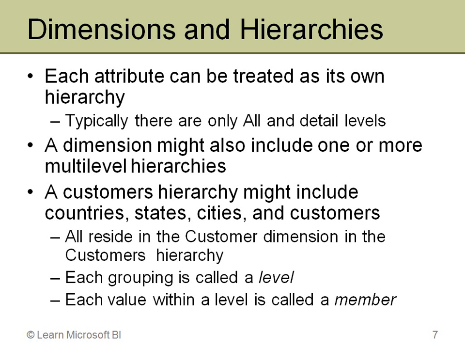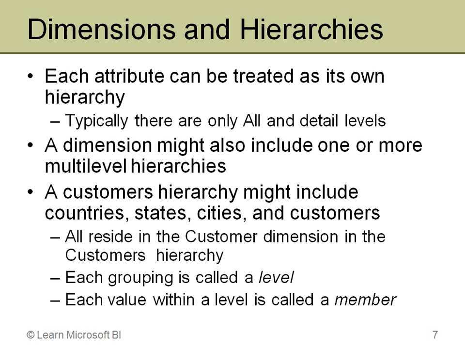All the customers in the customer dimension reside in the customer dimension, in the customer's hierarchy, meaning all of these attributes reside in that customer dimension. So they're in the customer dimension, and then the hierarchy that is built is just called customers, as an example. Each grouping is called a level. In other words, countries, that's a level. States is a level. Cities is a level. And then the individual customers, that's a level. And a value within a level is called a member.